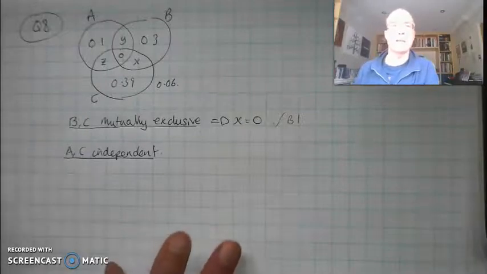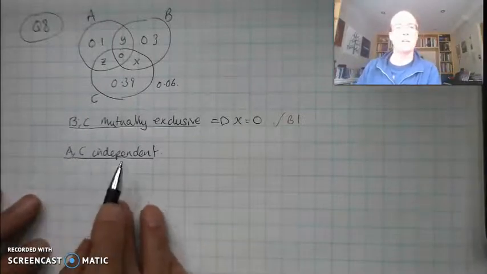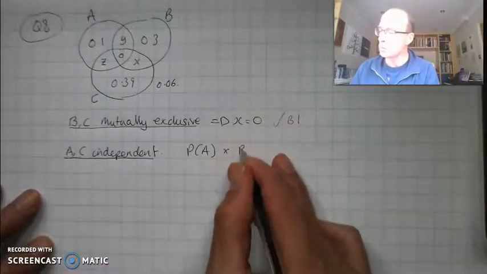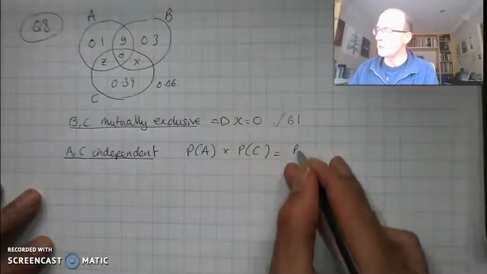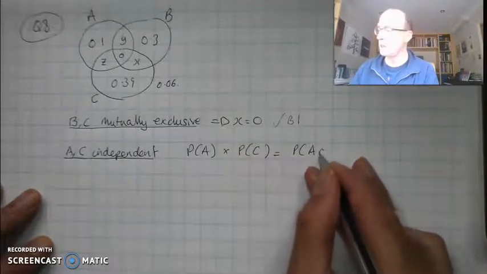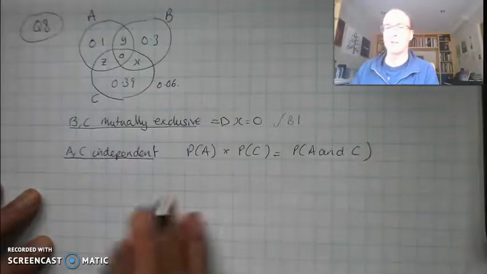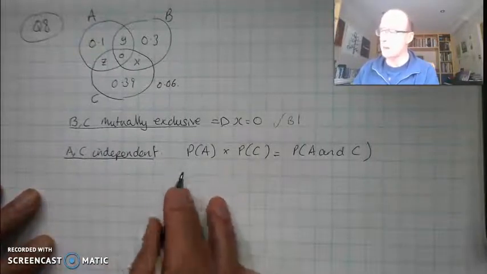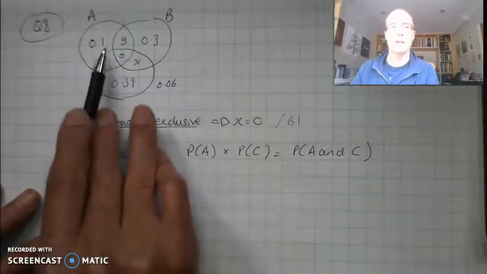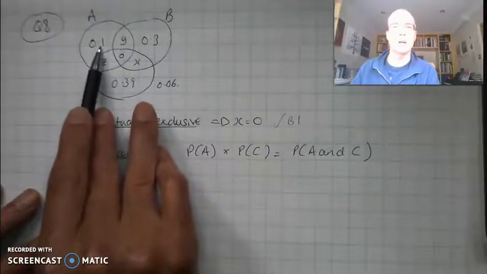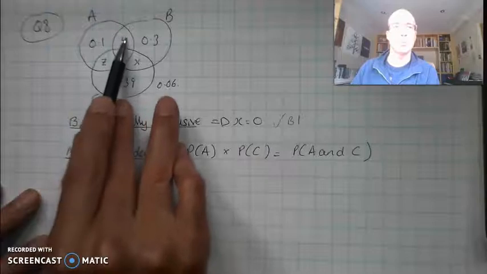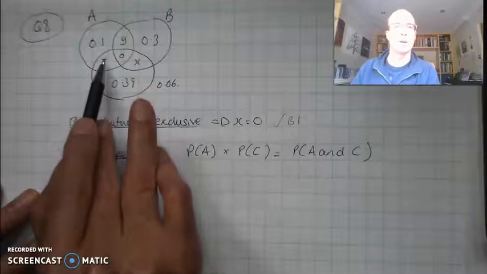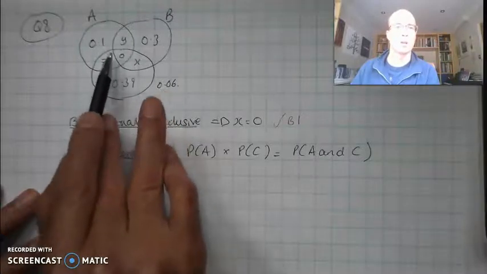Next bit of information we've been given, which is A and C are independent. So that means that the probability of A times the probability of C is going to be equal to the probability that A and C occur at the same time. So probability of A, and this is where we need to be careful, probability of A occurring isn't just this 0.1 over here, it's all of the possible combinations that are included within my event A. So it's 0.1 plus Y plus Z.